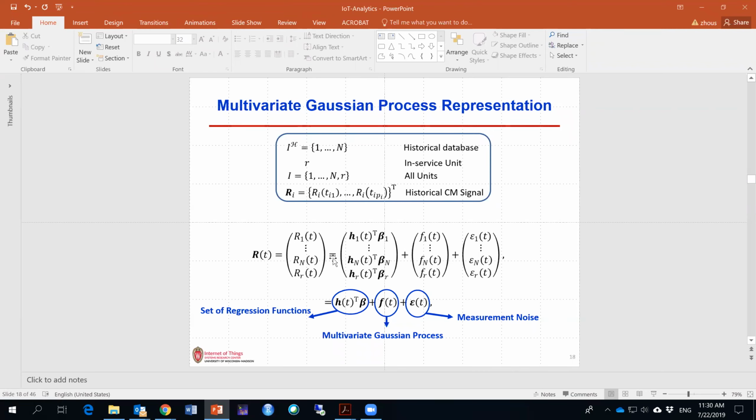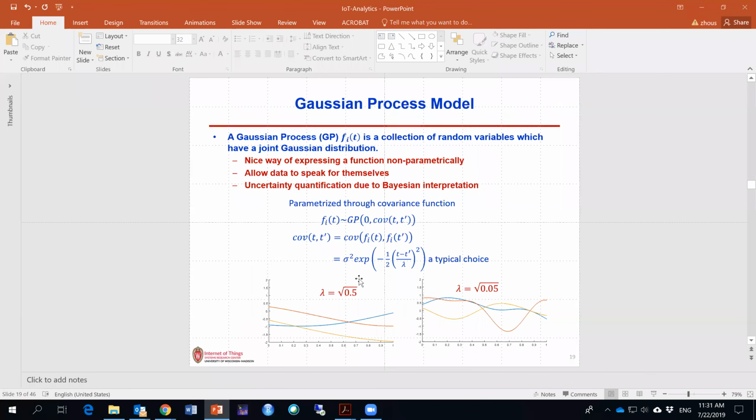So the feature of this model is that we have multiple Gaussian process models involved. Assume we have n historical degradation signals and one signal under study. We want to predict the future value of R. Then we have n plus 1 Gaussian process models involved. So the question is how to specify the structure of those Gaussian process models and how to use them to help us make predictions. Let's look at the intuition of Gaussian process model-based modeling and prediction.